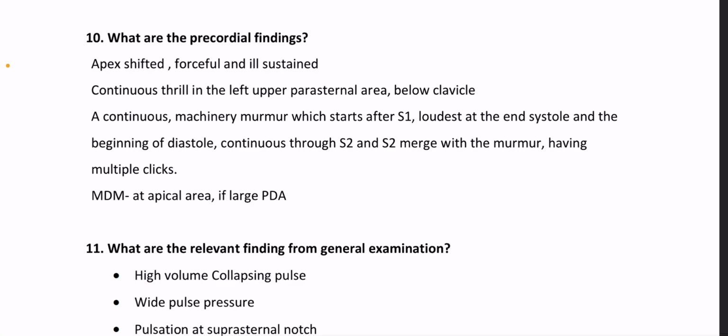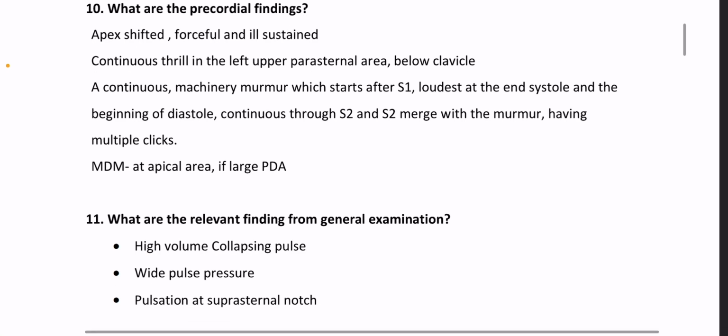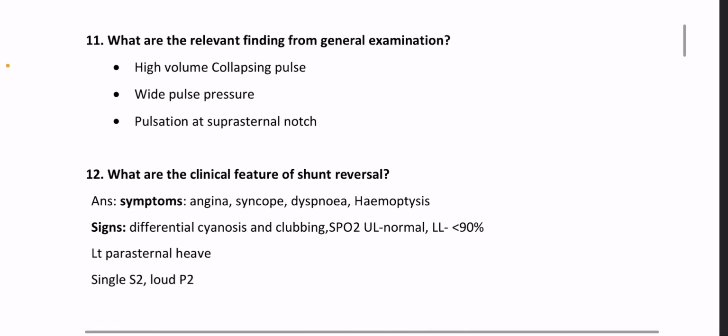A continuous machinery murmur which starts after S1, loudest at the end of systole and the beginning of diastole, continuous through S2, and S2 merges with the murmur, having multiple clicks. Mid diastolic murmur at apical area if large PDA. What are the relevant findings from general examination? High volume collapsing pulse, wide pulse pressure, pulsation at suprasternal notch.